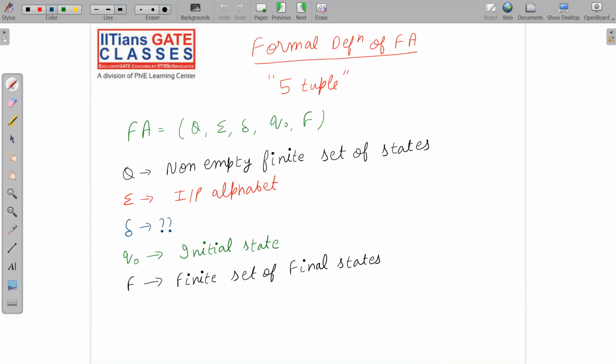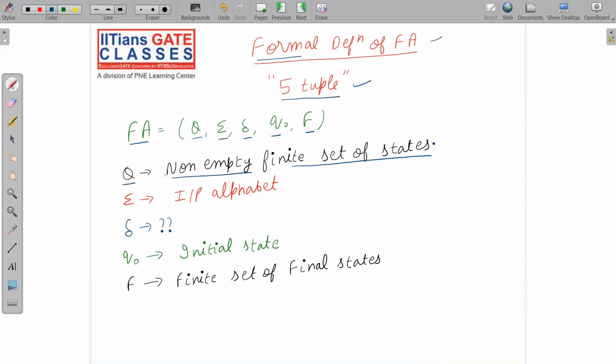The formal definition of FA, or you can say the mathematical definition of FA, is a five tuple. The five tuple are Q, sigma, delta, q naught, F. So FA is represented by a five tuple. Q is a non-empty finite set of states. You have to remember each and every word. I have already said in the previous lecture that definitions are very, very important in this course, so you have to remember each and every definition word by word.